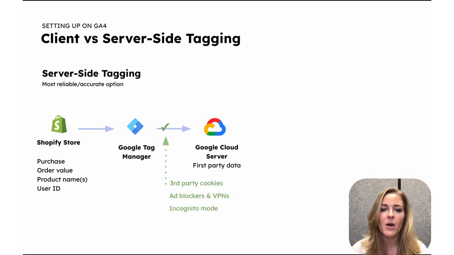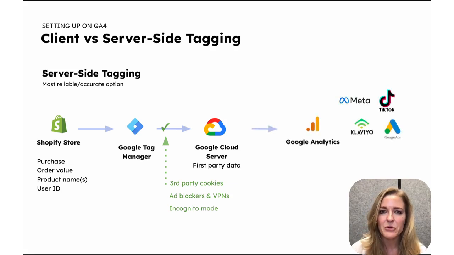And then from there, we're not actually having any issues between, say, Google Tag Manager or the Shopify store with third-party cookies, ad blockers, and incognito mode, because we are actually bypassing the browser in this instance. And then from there, we can send all our information from the cloud server through to Google Analytics, Meta, Klaviyo, all the other platforms that we use if you have server-side tagging set up for those as well.